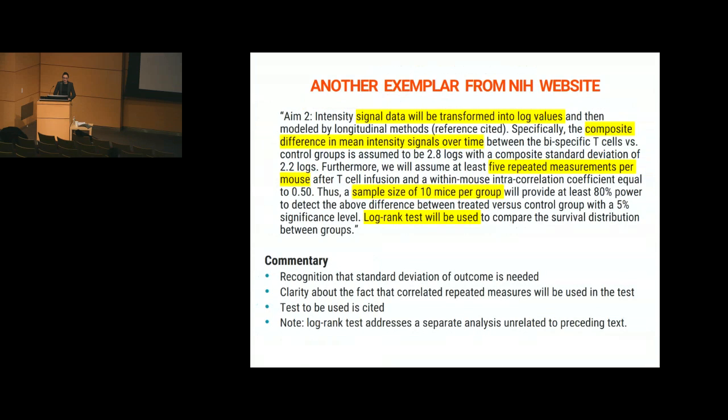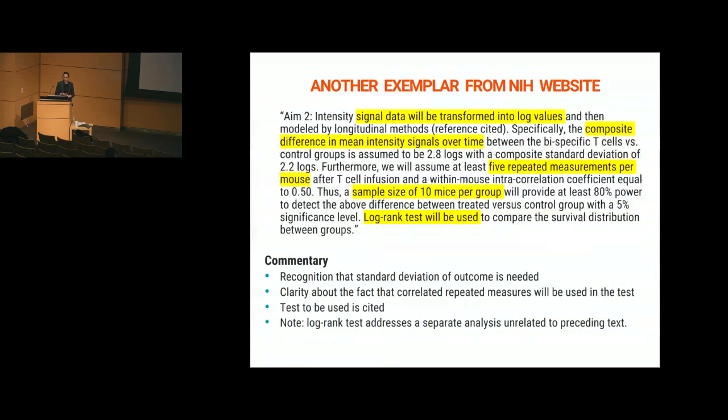Signal data will be transformed into log values and then modeled by longitudinal methods. The composite difference in mean intensity signals over time between those two groups is assumed to be 2.8 logs with a composite standard deviation of 2.2 logs, 5 repeated measures per mouse after T-cell infusion, and a within-mouse intracorrelation coefficient equal to 0.5. A sample size of 10 mice per group will provide at least 80% power to detect the above difference between treated versus control group with a 5% significance level. And then a test will be used to compare the survival distribution.